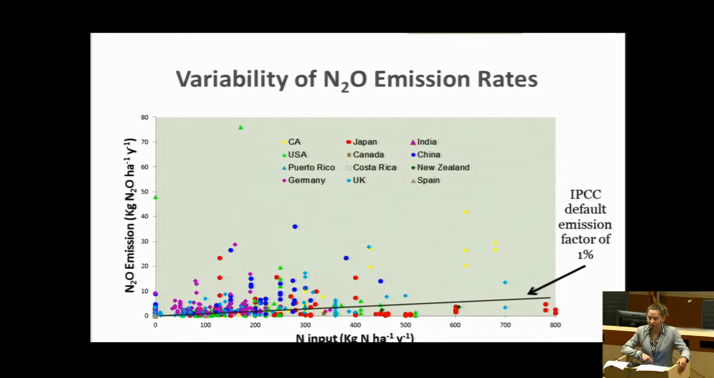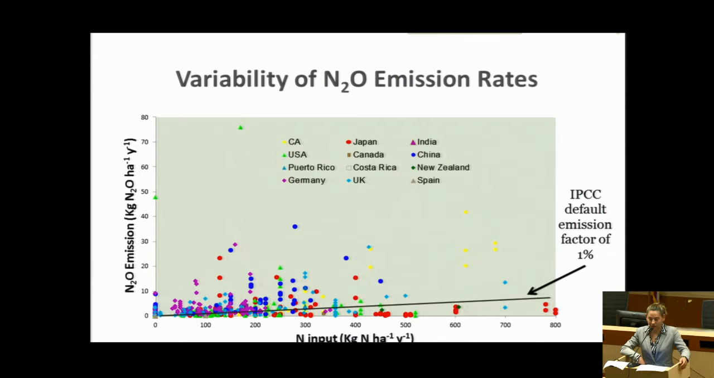So this is a figure showing the variability of N2O emission rates from agricultural fields around the world. Nitrous oxide emissions are highly variable because they're affected by so many environmental factors, which obviously vary across the world. The correlation between nitrogen inputs and nitrous oxide emissions is weak when data is from different places around the world and from different crops, which really calls out the need for California-specific emission factors.